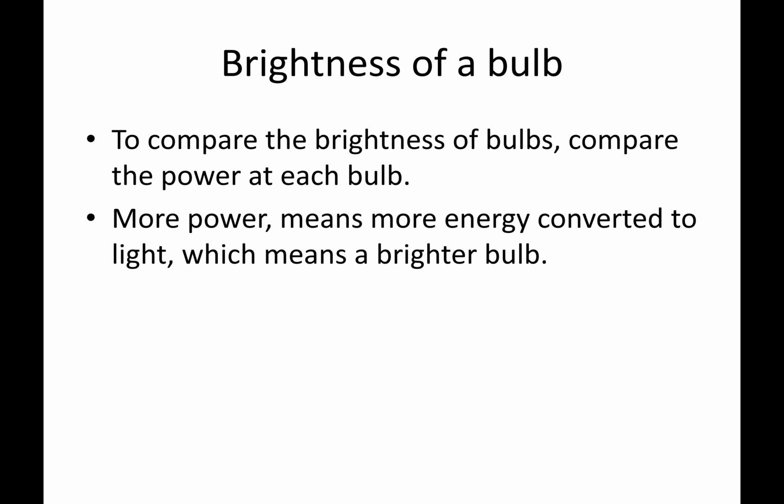All right, we already mentioned this next point on the previous couple slides. Oftentimes you're going to be asked to compare the brightness of light bulbs. Here we're talking about probably incandescent light bulbs. Compare the power dissipated at each of the bulbs. More power means more energy converted to light, which means a brighter bulb. So let's look at an example problem or two.